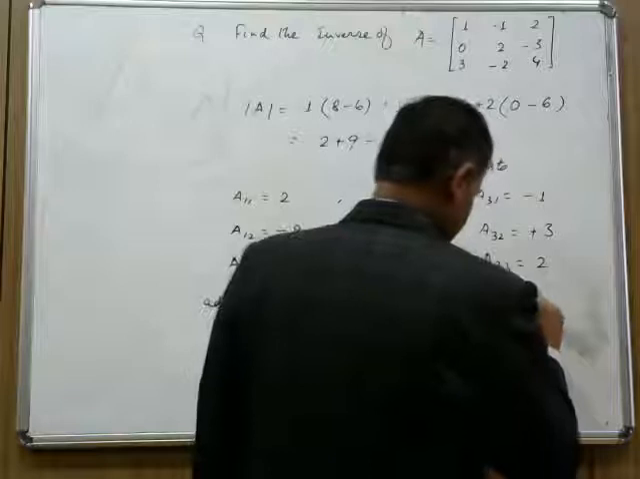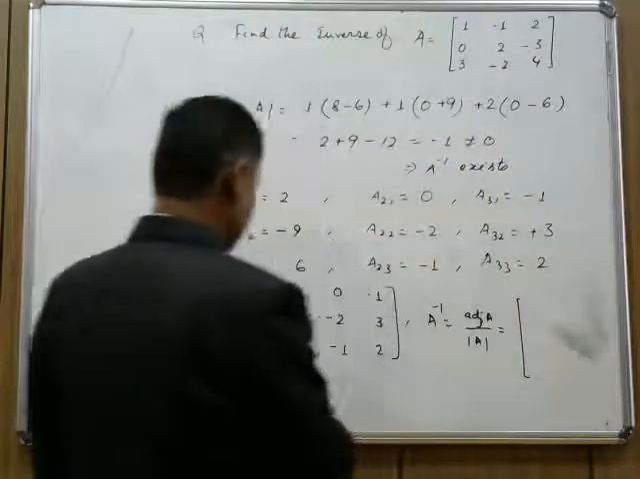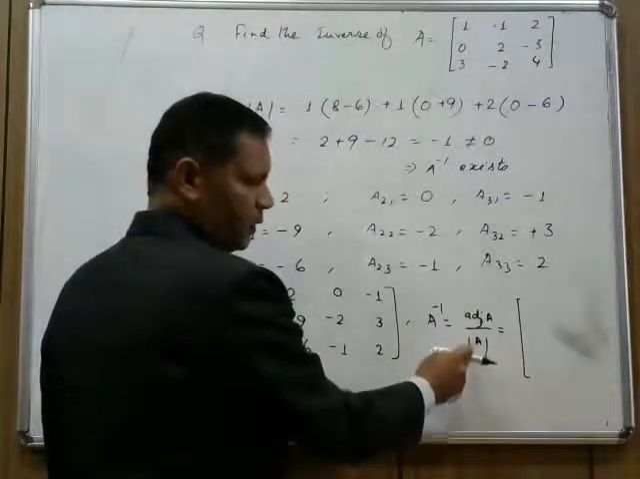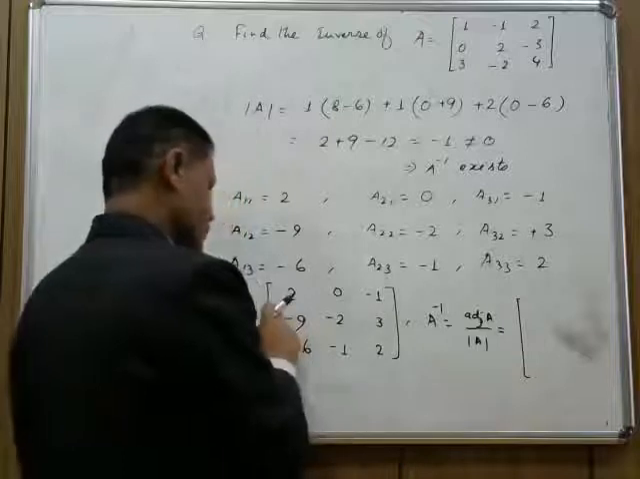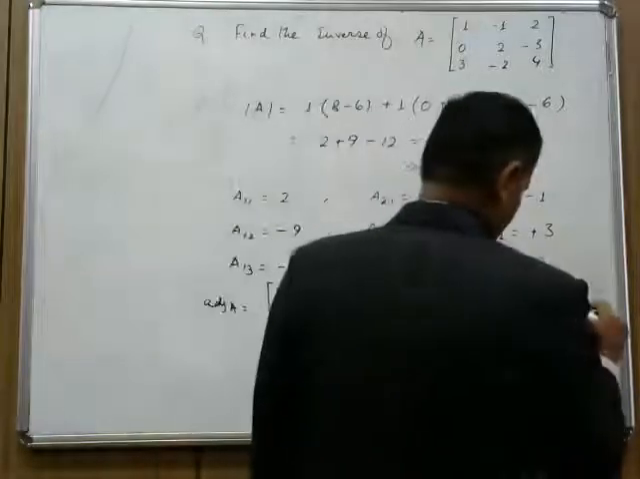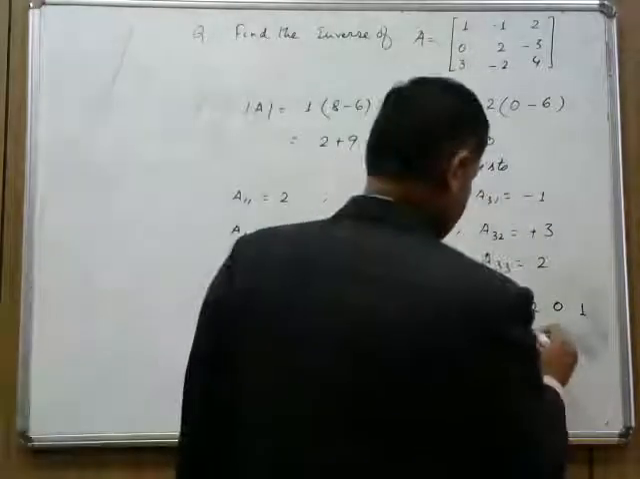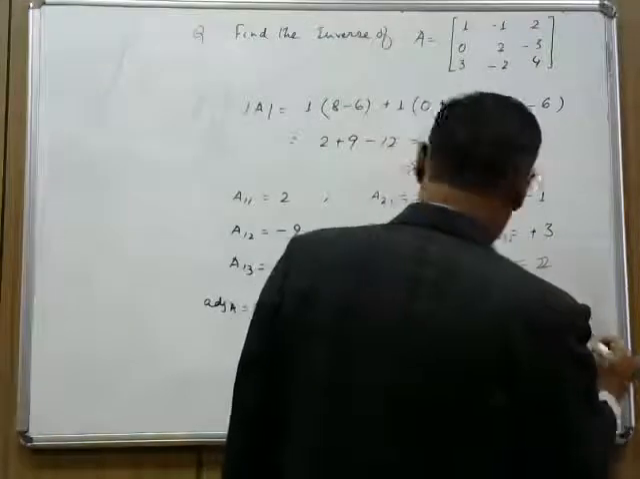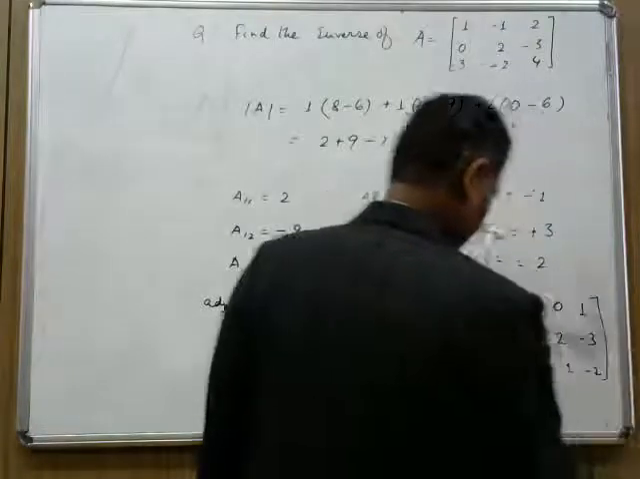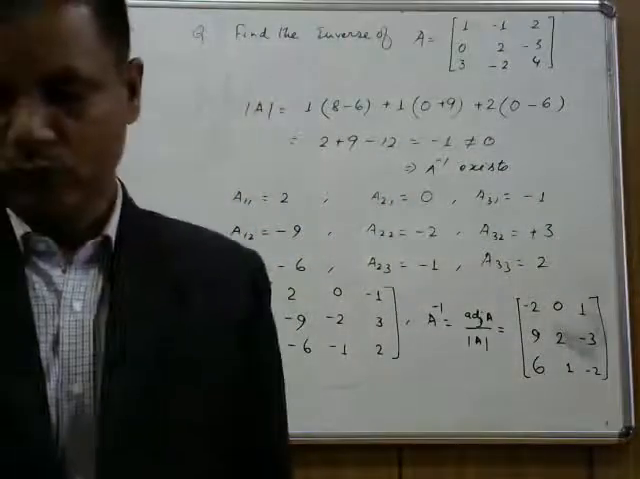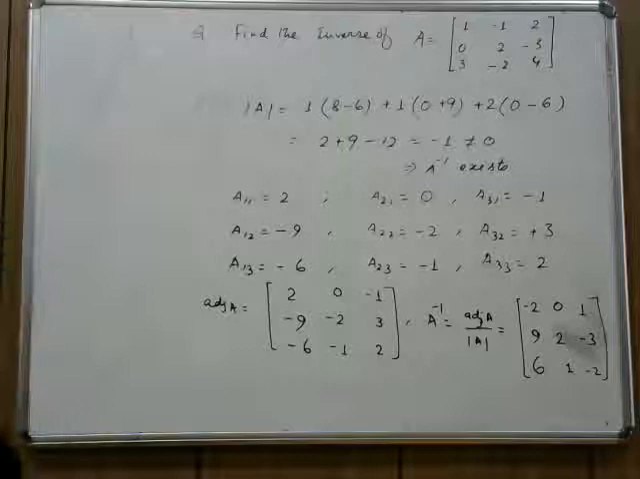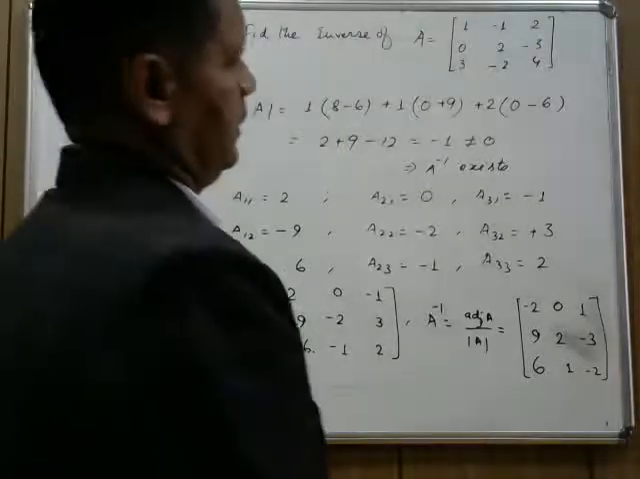That's why can I write this is equal to, if I multiply by minus 1, isn't it? The 1 upon minus 1 will be simply minus 1. That means I have to multiply each term by a minus sign. Then I will get what? Minus 2, 0, 1. Minus 9 becomes plus 9, 2, minus 3, 6, 1 and minus 2. Now check the answer. Minus 2, 0, 1, 9, 2, minus 3, 6, 1, minus 2 is the inverse of this given matrix A, and this is the answer.